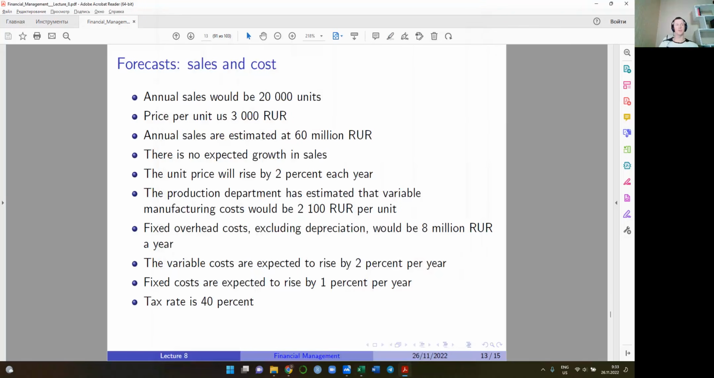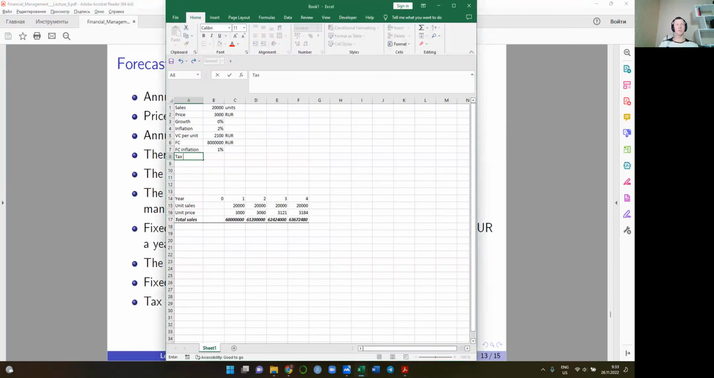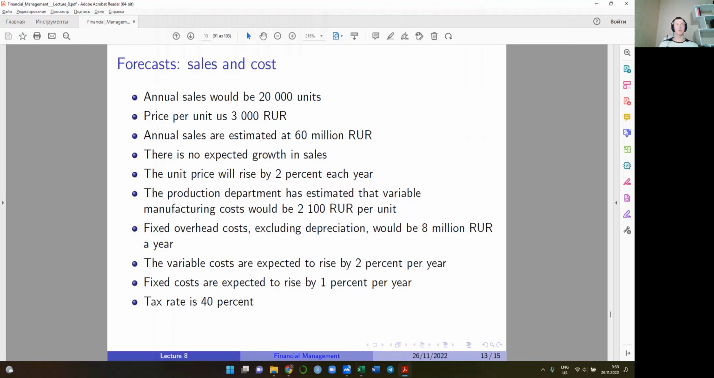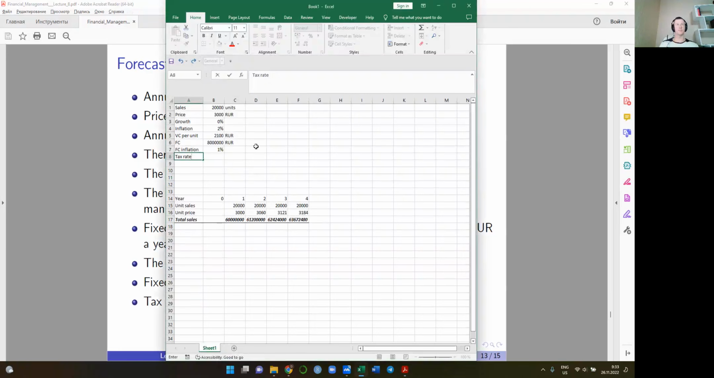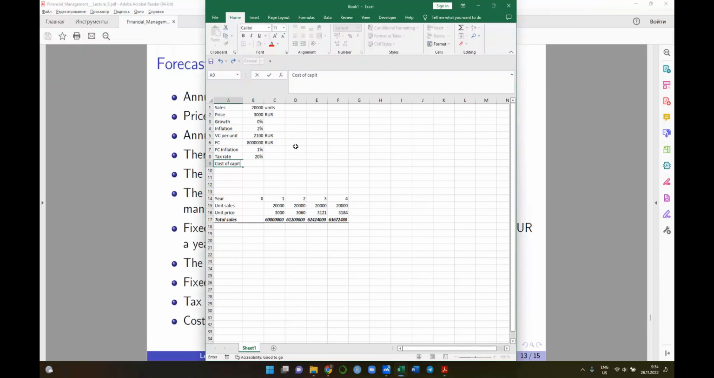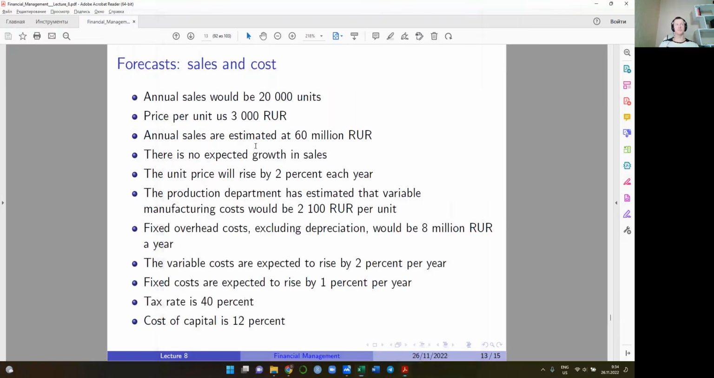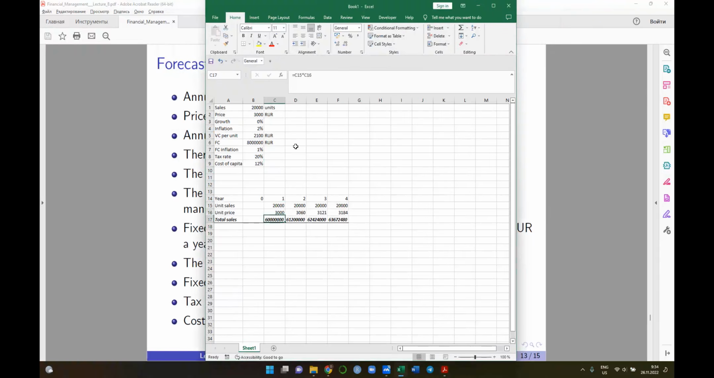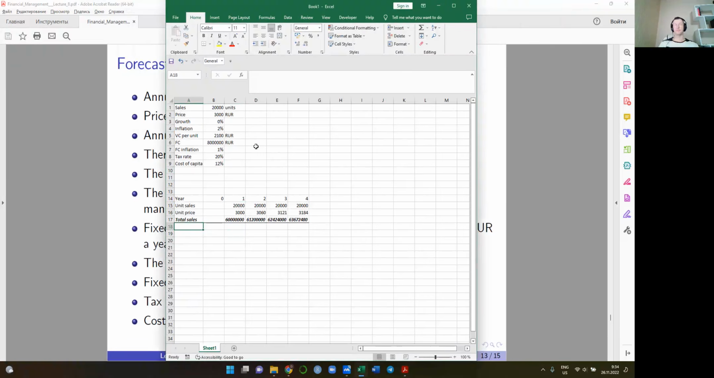Is that all? Yes, we also have the tax rate. Let's assume that this is 40%, but it must be 20% if we are talking about the Russian government. Yeah, let's assume 20, not 40. 20%. And the cost of capital is 12%.